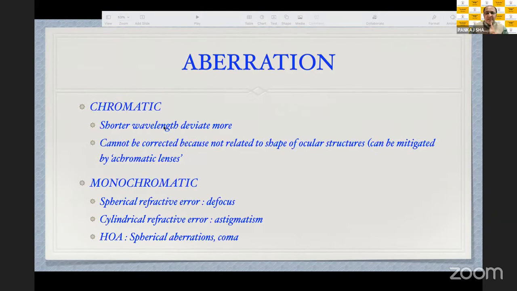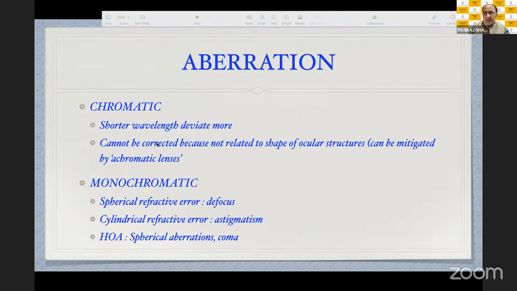So these aberrations are basically two in the cornea. One is chromatic aberration. Chromatic aberration is very simple. Jab light, tumne dekha hoga, when there's a prism and light enters the prism, from the other side a spectrum is formed, which means that the blue rays, which have the shortest wavelength, are deviated most, and the red wavelengths are deviated least. That is the inherent aberration in any lens system. Ki jo shorter wavelength hai, wo jyada refract hongi, larger wavelength kam refract hongi. Shorter wavelength is the blue, which deviates more.